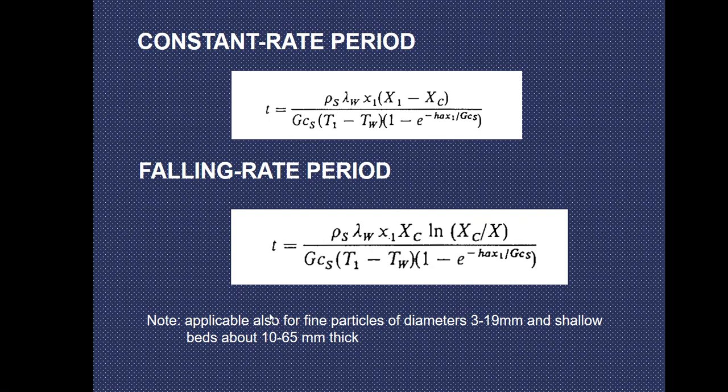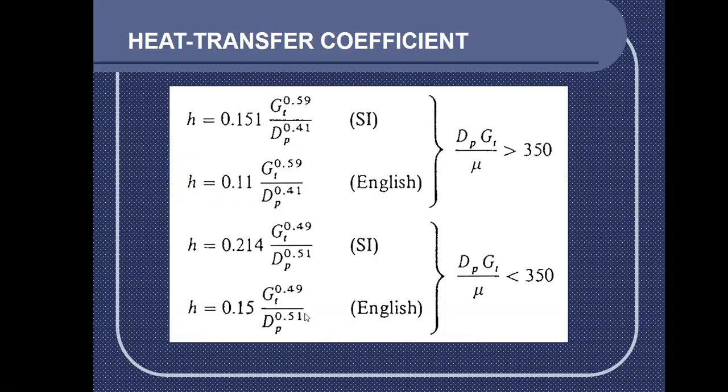So there's this note: applicable only for fine particles of diameters 3 to 19 mm and shallow beds about 10 to 65 mm thick. So at most your bed should only be around 6.5 centimeters thick, for these two formulas for the time for constant rate period and falling rate period to be used. Otherwise, we cannot use them anymore if it's below 10 and beyond 65.